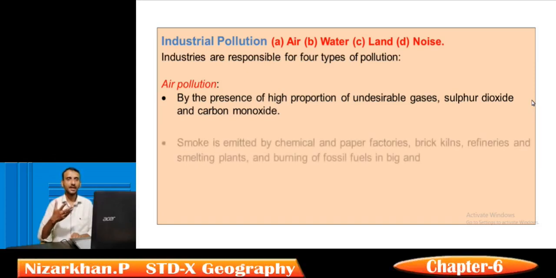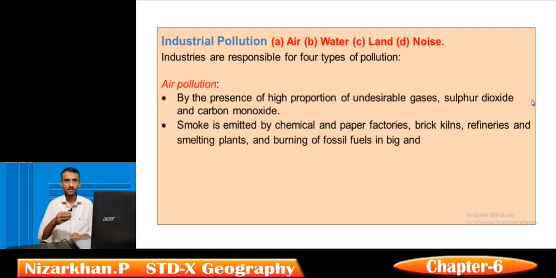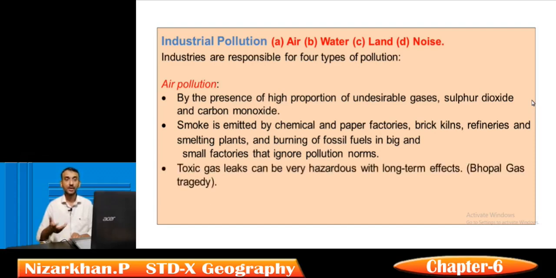Smoke is emitted by chemical and paper factories, brick kilns, refineries, and smelting plants, and by the burning of fossil fuels in big and small factories that ignore pollution norms. Most of the industries are not following the pollution norms, and they are emitting these types of hazardous smoke. Toxic gas leaks can be very hazardous with a long-term effect. One example is the Bhopal gas tragedy.